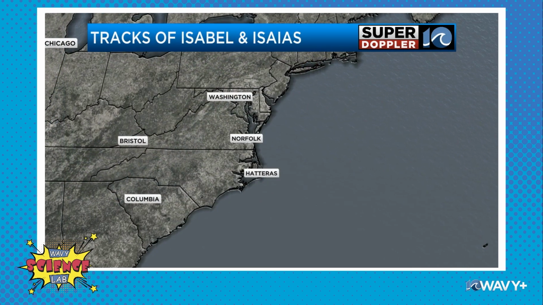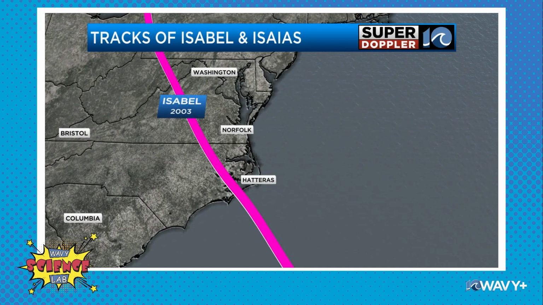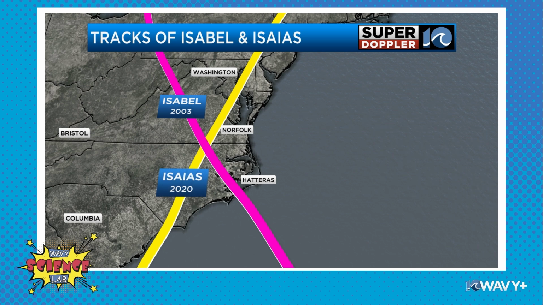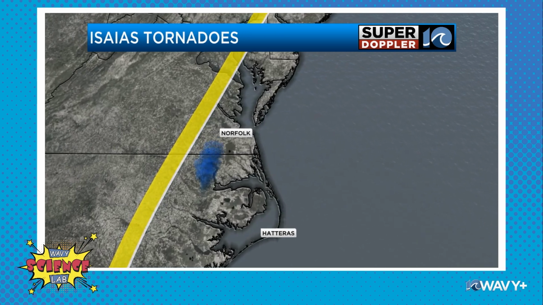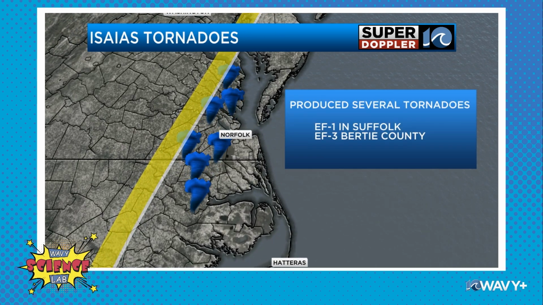So that was Isabel. Let's compare that to the track of Isaias. Isabel was 2003. Isaias was a few years ago now, 2020. And so Isaias didn't have the same type of problems. It was a weaker system, but it did cause a lot of tornadoes and a lot of damage from that.